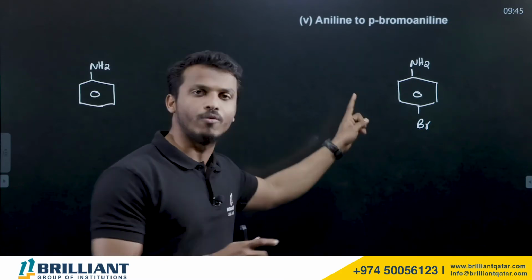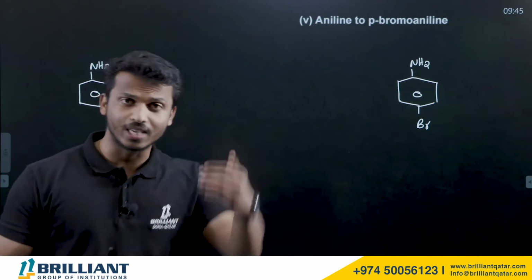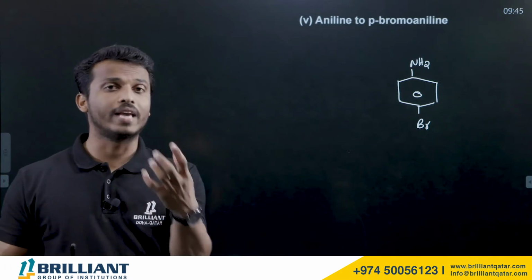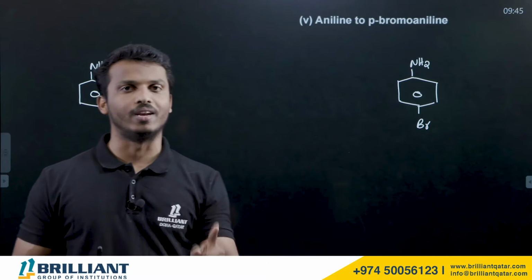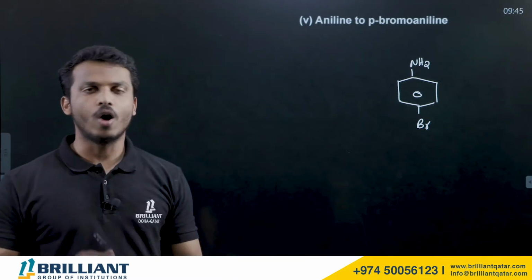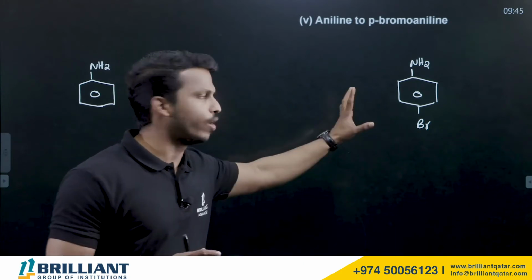But we need only one bromine. We studied a technique just below that. What is the technique? What is the method to get monobrominated aniline, which means one bromine, especially para? You know, para is the major product. How will we get only one bromine on aniline?